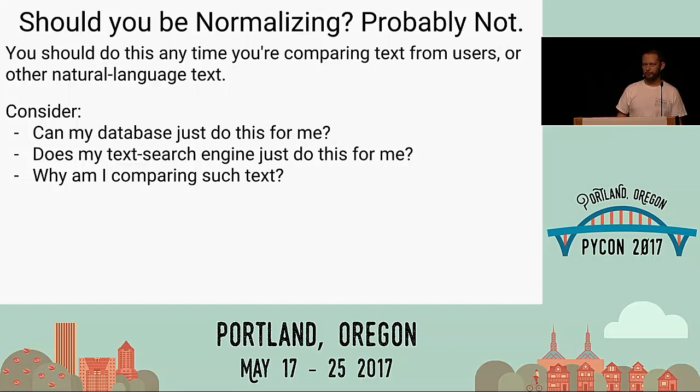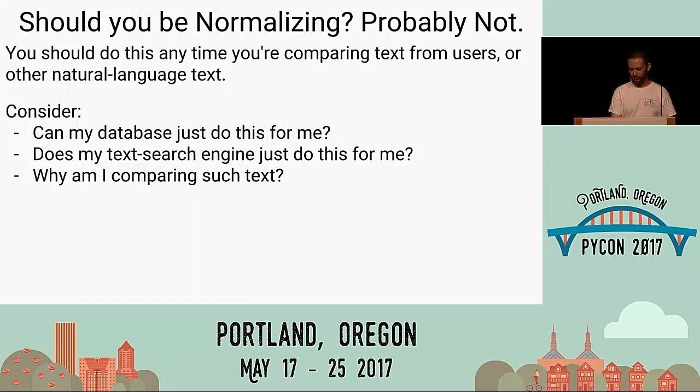So should you pass strings to normalize every time you want to compare them? Probably not. That would be really tedious, even if you abstracted it out. What you really need to think about is, well, why are you comparing them in the first place? Can your database just do this for you? If you have a text search engine like Lucene, which is what Elasticsearch uses, or Xapian or Whoosh, check in its docs. Does it do this normalization for you? It really should.